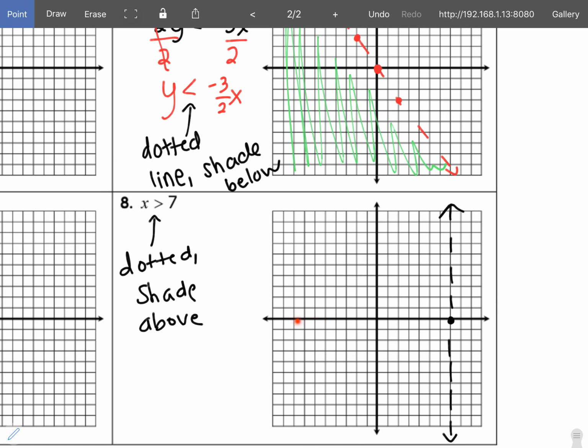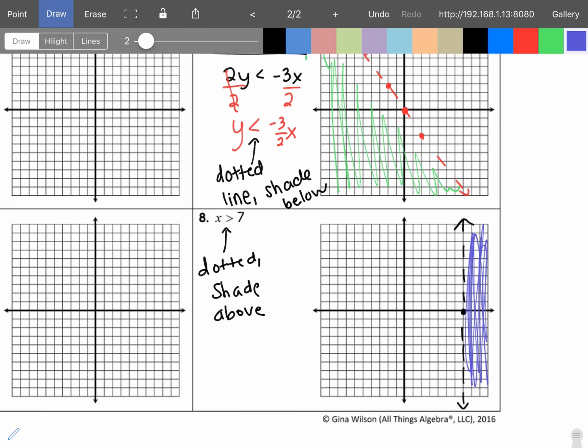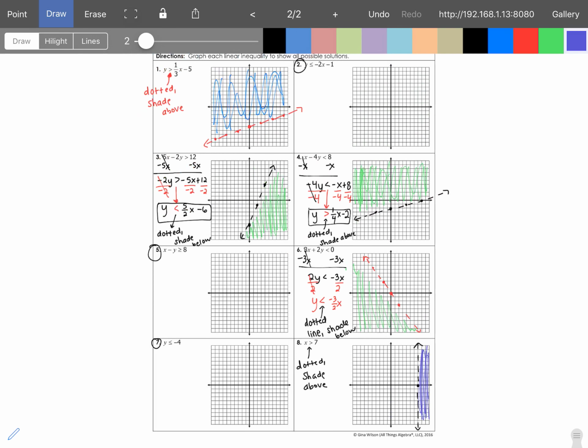If it keeps going this way forever, it's just going to keep getting smaller. But in this direction, it gets bigger. So because we have to shade above, we're actually going to shade to the right, because on this side, the x is getting bigger, right? So that's how you can know for when it's a completely vertical line. Okay, so try 2, 5, and 7.